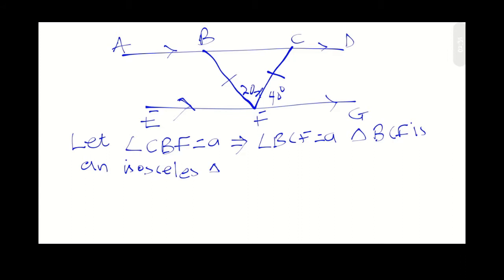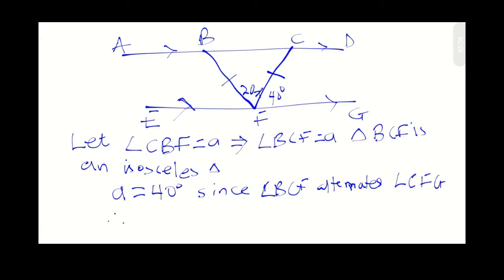After getting that, we can go straight forward and say that A is equal to 40 degrees, since angle CBF alternates with angle CFG. As simple as that. We are saying that A is 40 degrees. That means we are done with the first part of the question, which is angle CBF. Therefore, angle CBF equals 40 degrees.